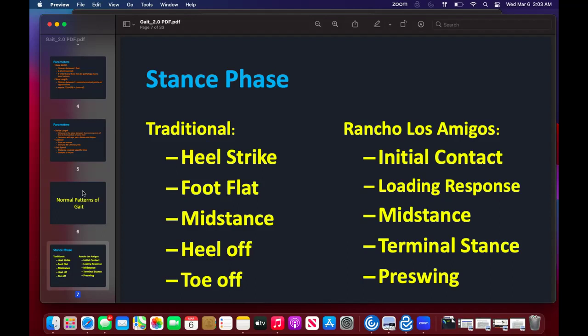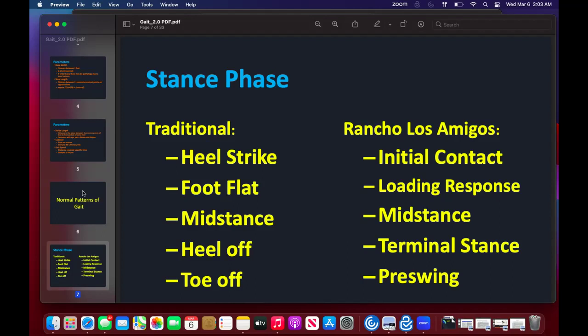So there's a traditional and then there's a Rancho Los Amigos terminology. The terminology on that presentation was a mix of the two. The reason why I selected that actual picture is that in transparency they go between traditional and Rancho Los Amigos, right? So knowing that they are the same: heel strike equals initial contact, foot flat equals loading response, mid stance, heel off is terminal stance, toe off is pre-swing. That terminology remains the same, right?